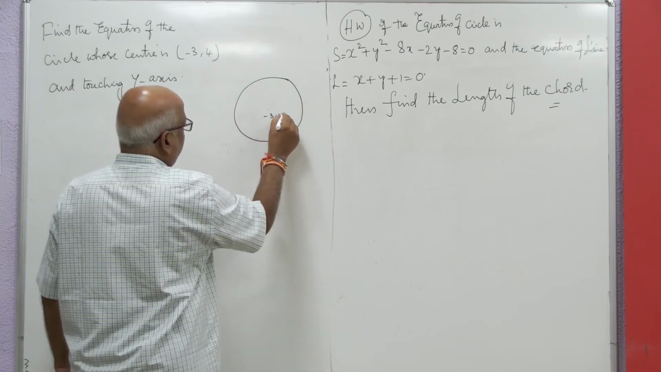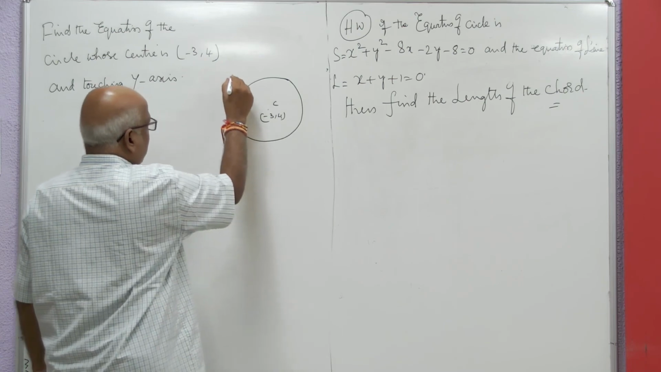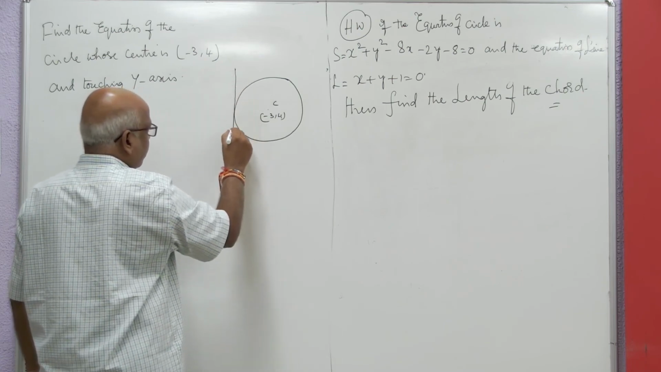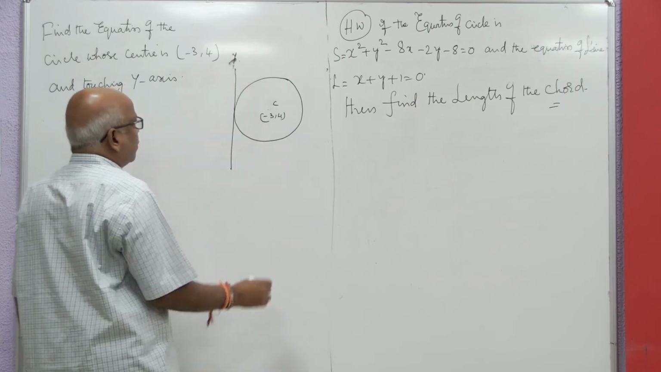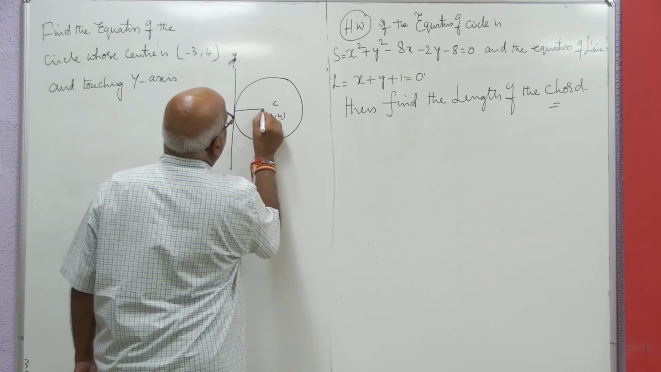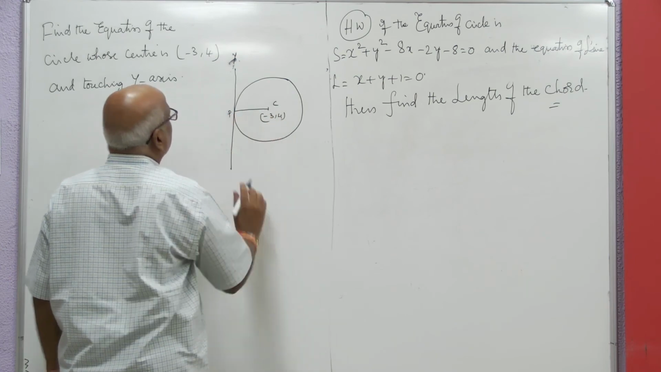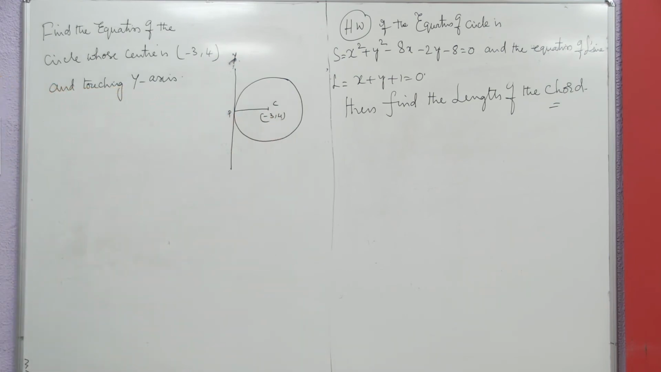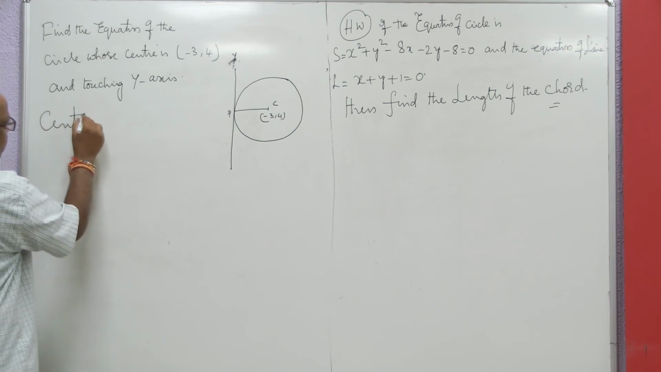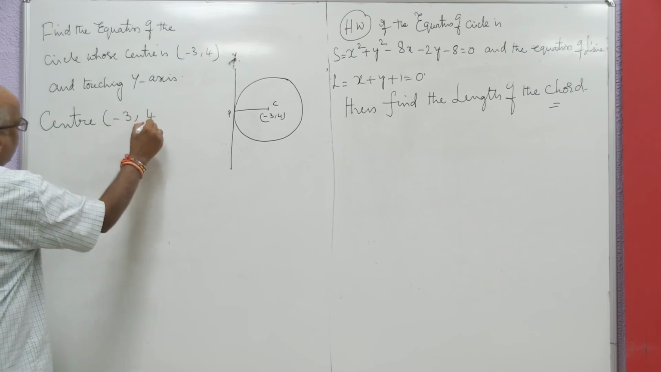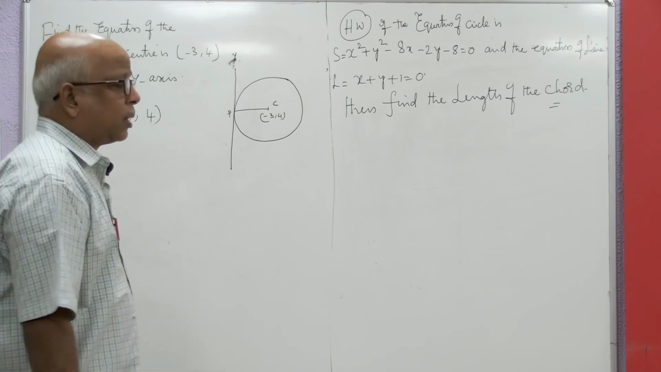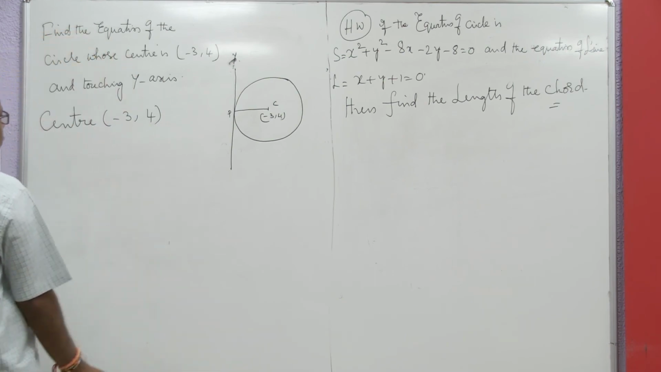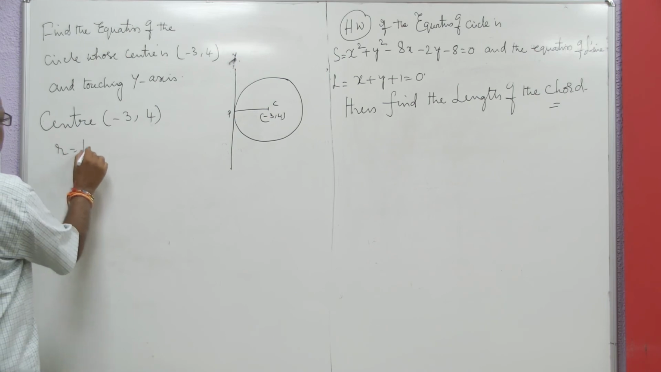Minus 3, 4 is the center, touching the y-axis. What is the equation of the circle? Here the center we know: minus 3, 4. If you find the radius, you can get the equation of the circle. How to find the radius? R equal to CP.